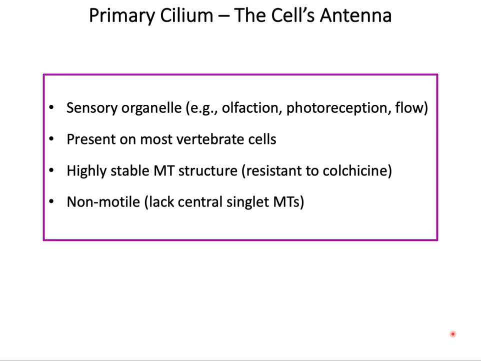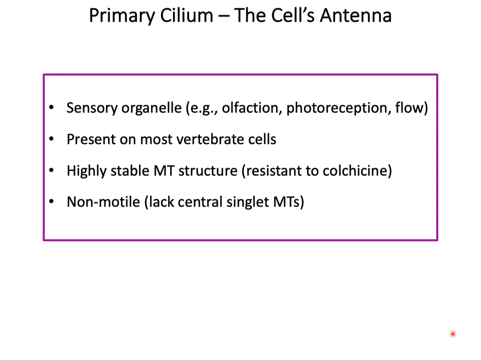Most vertebrate cells have a primary cilium. They are extremely stable. They are made of microtubules, and their structure is very similar to the flagellar axoneme that we just talked about, but they are much more stable. So if you treat the cells with colchicine, you will remember that colchicine is one of those drugs that at certain concentrations can depolymerize the microtubules. But even at a very high concentration of colchicine, you can retain the structure of the primary cilium. So the microtubules within them are much less sensitive to colchicine as compared to the other microtubules within the cell.